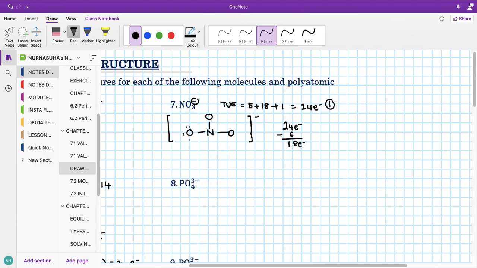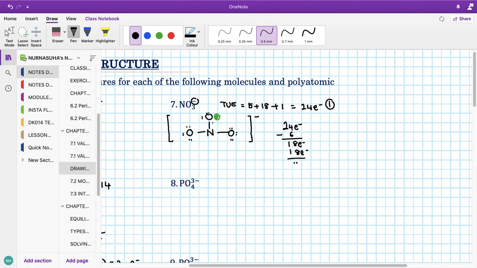So the 18 remaining electron, we will put it here. 6, 12, 18. So next. Dah settle 18. Always make sure atom octet. Okay, especially atom in period 2. Nitrogen mesti octet. So again, we take one lone pair. You can choose from any of these 3 oxygen. Sama je mana-mana. So I choose this one.